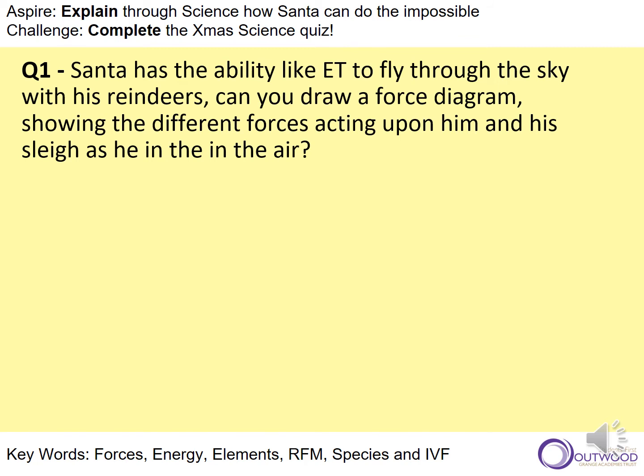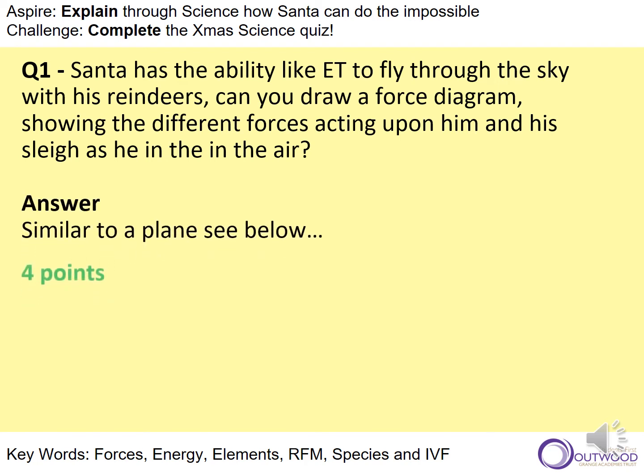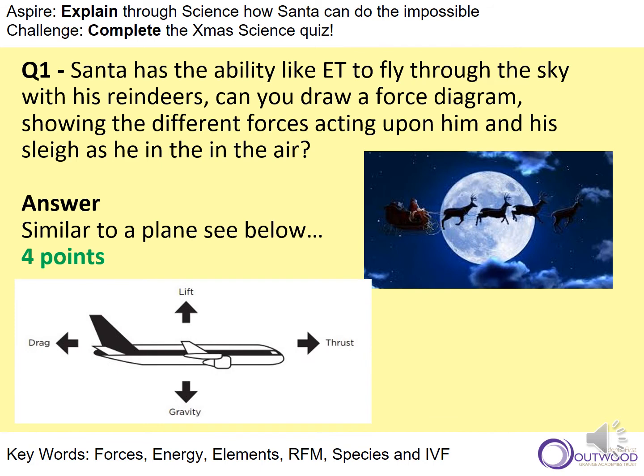Let's get marking them. So Santa has the ability, like E.T., to fly through the sky with his reindeer. Can you draw a force diagram showing the different forces acting upon him and his sleigh as he is in the air? So it is very similar to a plane. There are 4 marks. So here we go. There's the plane. Instead, replace the plane by Santa, and then you get thrust going forward. So that's presumably from the reindeer magic. Drag, because that's the force dragging it back. Okay. You've got lift. That's the upwards force. And then you've got gravity.